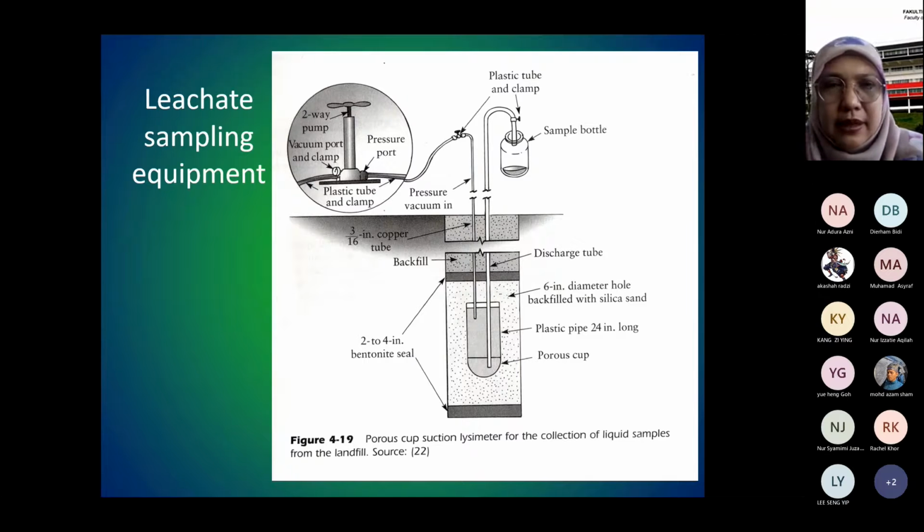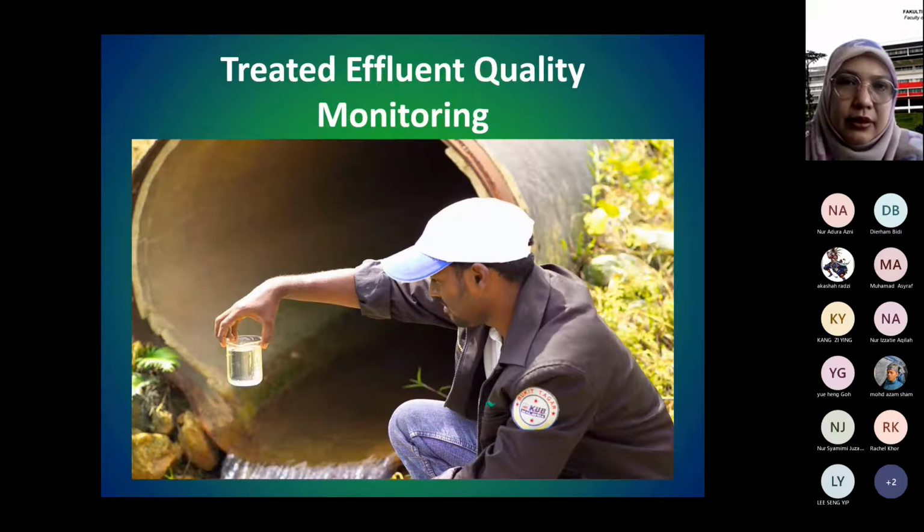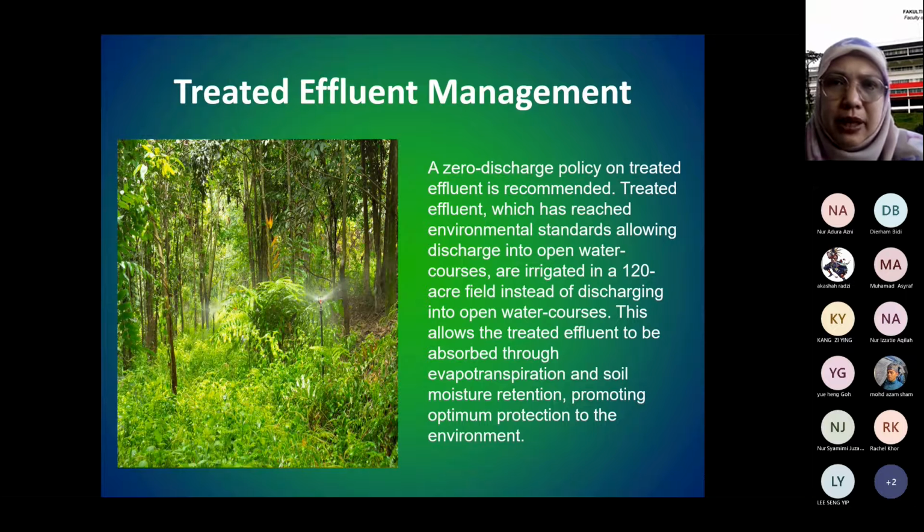We need to take samples in order to analyze the leachate quality. Treated effluent quality monitoring. And for treated effluent management, a zero discharge policy on treated effluent is recommended.